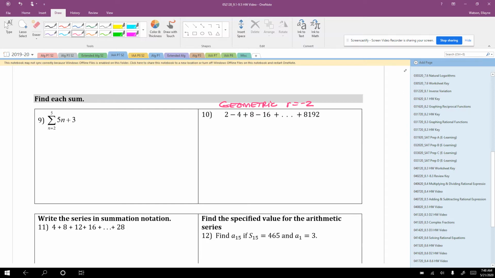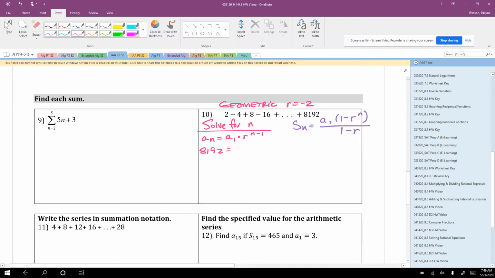To find the sum, let's write the formula over here. S of n is equal to a sub 1 times 1 minus r to the n, all divided by 1 minus r. We know what r is and we know what a sub 1 is. We don't know what n is. We need to know how many terms there are, so this is going to be solved for n. And then let's use what we're given.